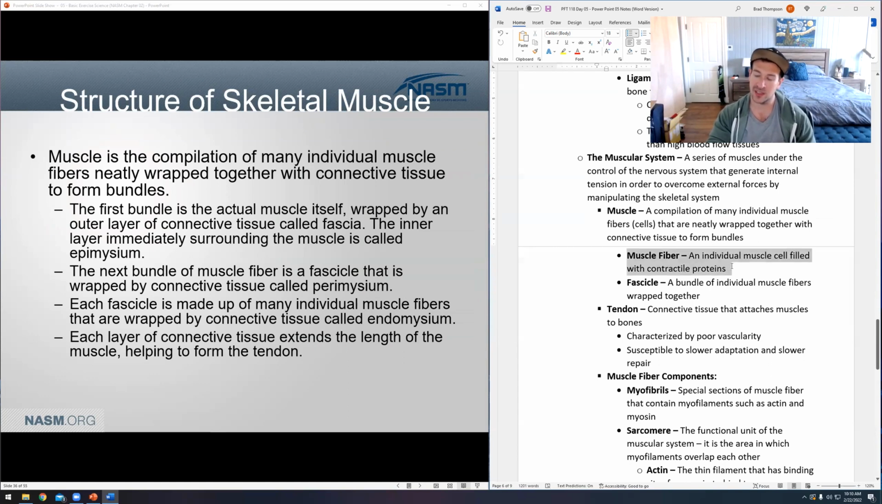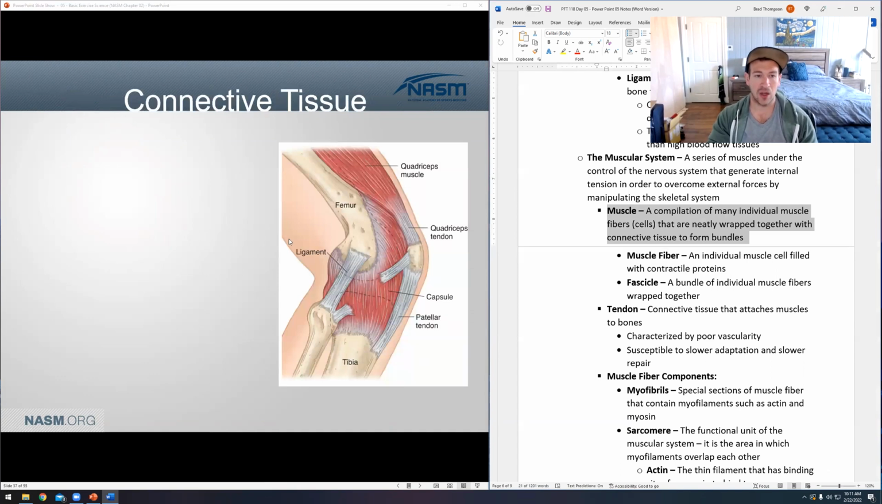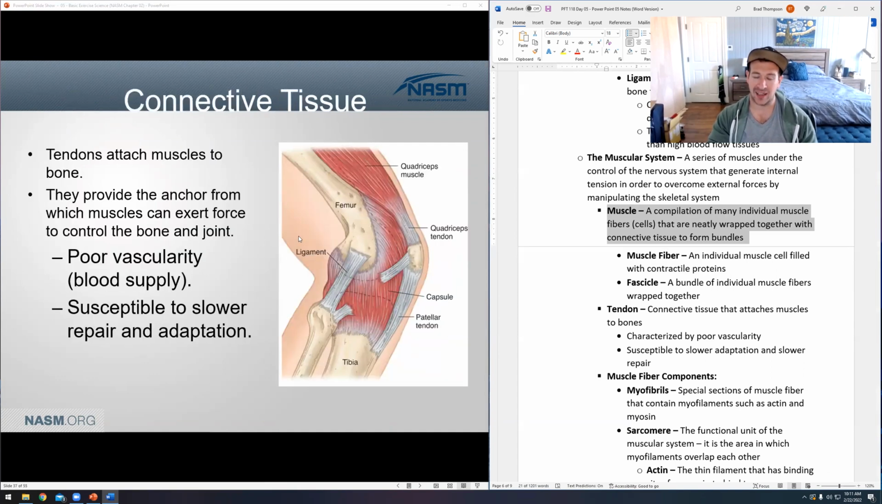So a muscle fiber is an individual muscle cell. When you wrap a whole bunch of muscle cells together in a bundle, we call that a fascicle. And a muscle is a bundling of fascicles, right? So all of that comes together, and then it ends in a tendon, right? The tendon is the connective tissue that's attaching your muscle to your bone. Now, again, I hate this photo.